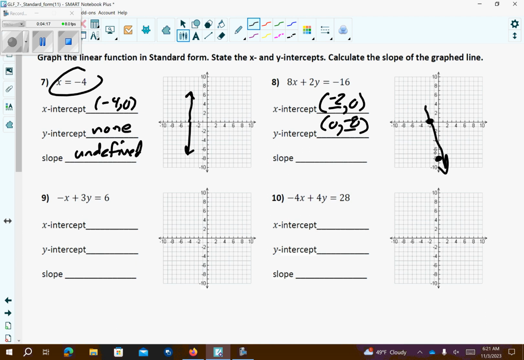This is what our line of best fit looks like. So we're going to go down 8 and write 2. Reduce that. That becomes negative 4 over 1. Keep it as a fraction. So negative 4 over 1 is your fraction.